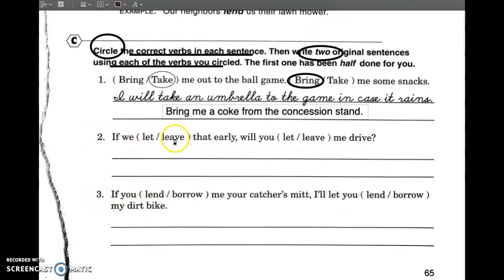You're doing one for let or leave, and then the other one for the other let and leave. And here, you're writing 1 sentence for lend or borrow, and then you're writing another sentence for the other lend or borrow. You're writing 2 of your own sentences for the one that you've selected in each of those. Okay, have fun.